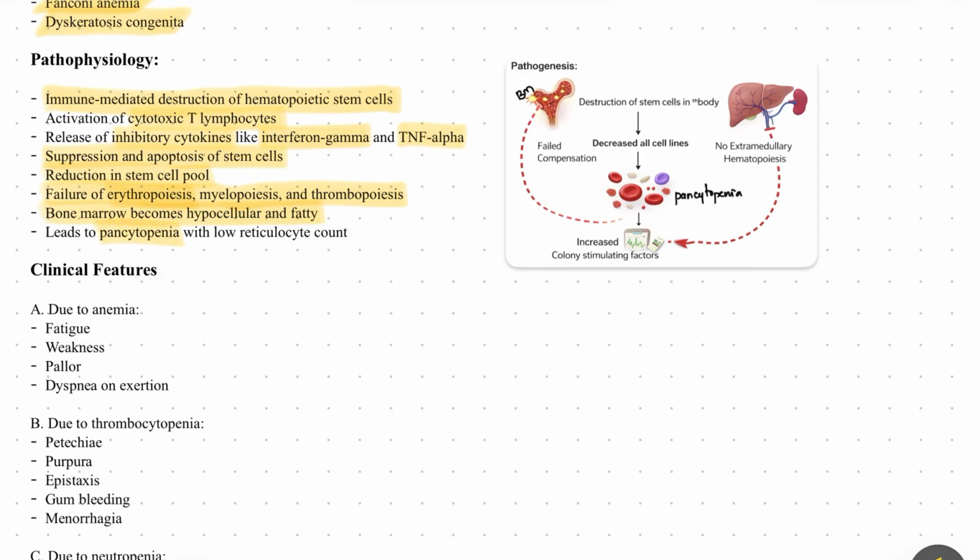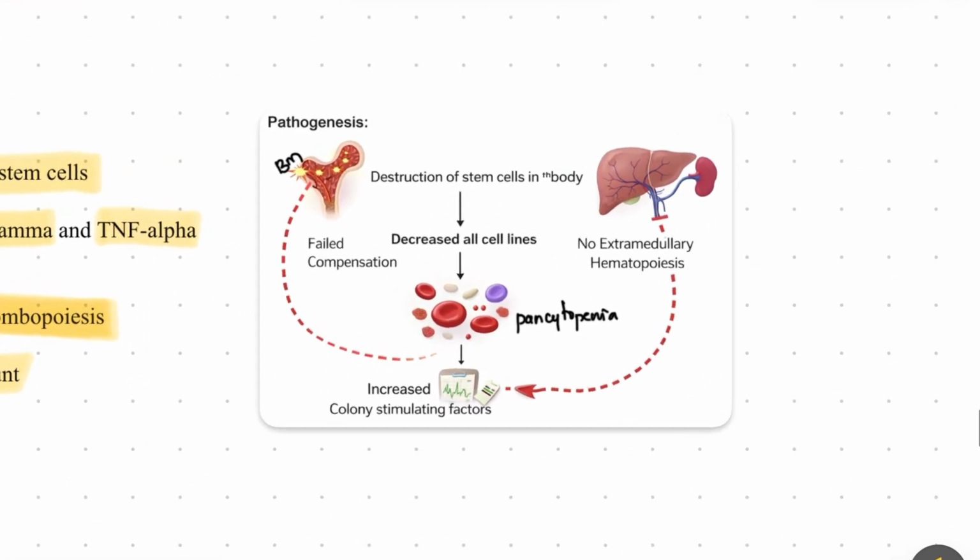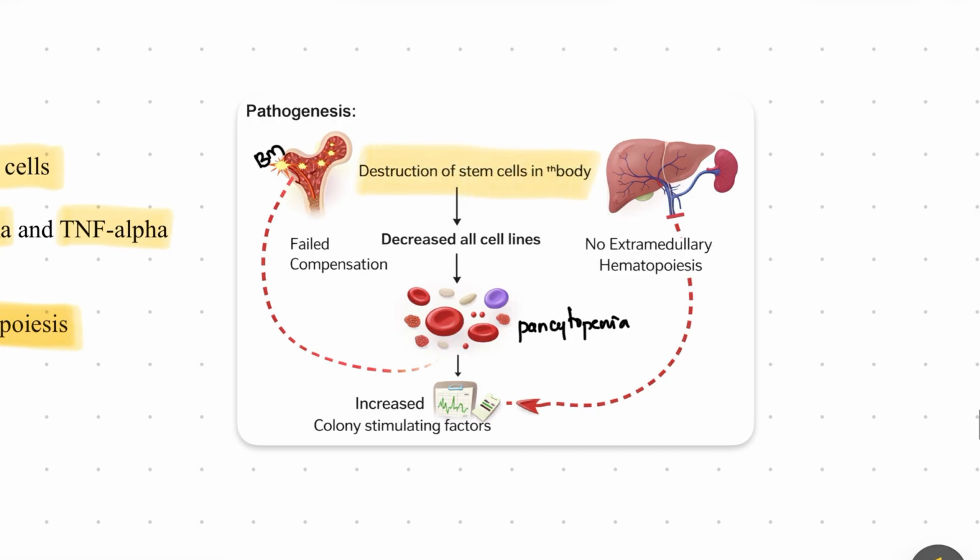Obviously, there is no erythropoiesis, myelopoiesis or thrombopoiesis. It leads to complete reduction in every component of blood. So it leads to pancytopenia with a low retic count. You can see in this diagram, destruction of stem cells in the body leads to a decrease in all cell lines, which leads to pancytopenia. As I said, colony stimulating factors increase and the bone marrow struggles, but at last it fails to compensate because there are no stem cells.